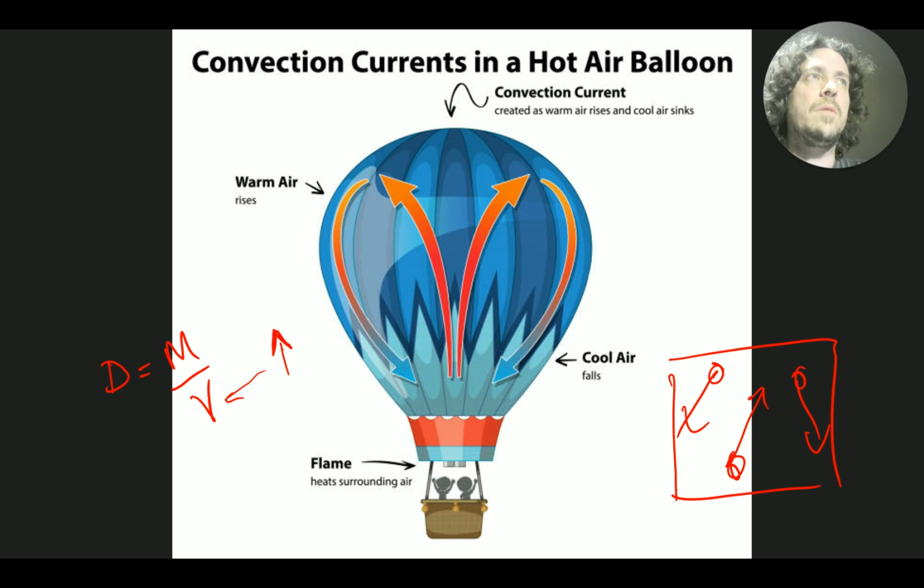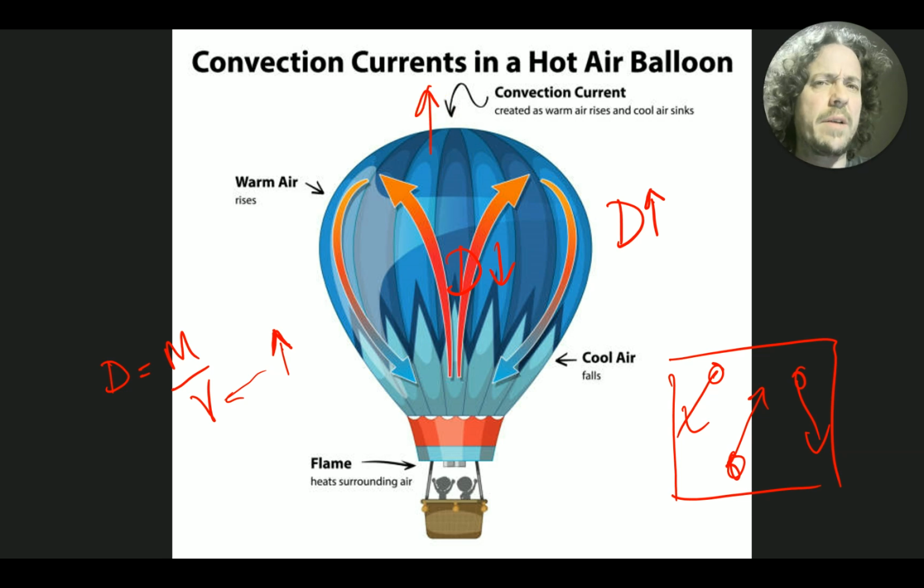And the knock-on effect of that will be that the air inside the balloon now has a lower density than the air outside the balloon. The air outside the balloon's got a higher density, and therefore that lower density air is going to want to float, or rise, and that's what causes the hot air balloon to rise up into the sky. So there's a lot there, isn't it?